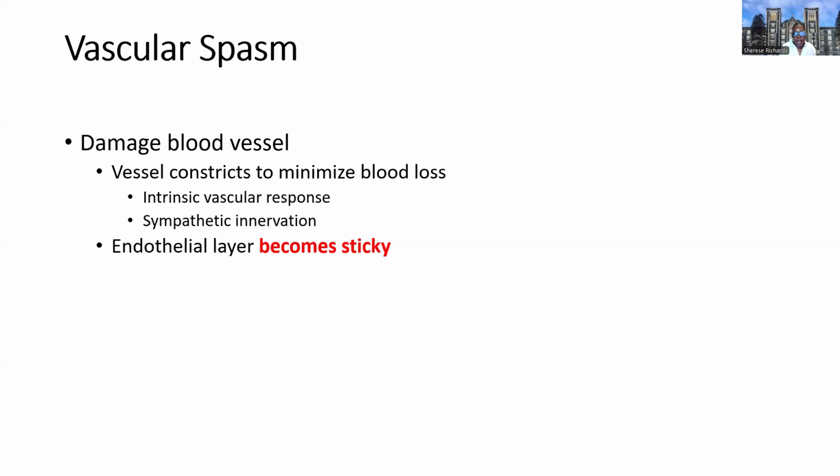And the second step to that is that the endothelial layer becomes sticky. We'll talk about von Willebrand factor, which is what sticks to the collagen, right? When we injure a blood vessel, the underlying collagen is exposed. That's in the underlying basement membrane. That triggers von Willebrand factor to bind to that collagen, and then now there's a sticky surface to which platelets will begin to adhere. So that sticky endothelial layer is also a part of the initial vascular spasm.